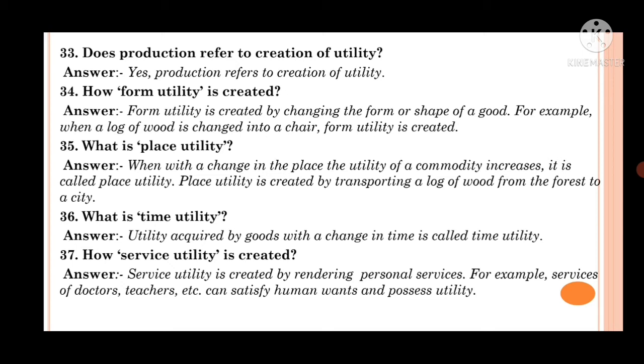Then go to the next question, that is question number 38. What type of utility is created when cotton is made into cloth? That means the shape or form of the good is changed. So what type of utility is created? It is nothing but form utility. So answer is, form utility is created by changing cotton into cloth, right?